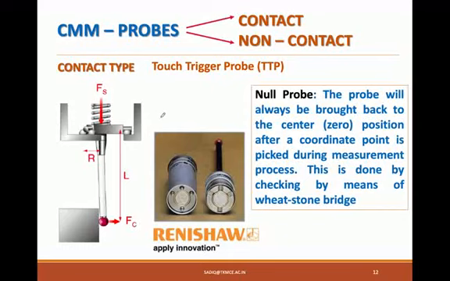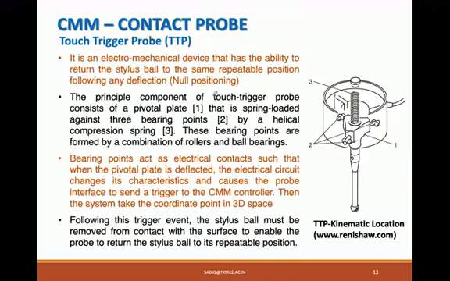They use a particular kind of probe. This category of probes is called a null probe. That means even if it is deflected during the measurement process, the probe will always be brought back to the center position. That is, the positional error is avoided, and this is done by checking by means of a Wheatstone bridge arrangement. So the error because of residual stress or positioning will not happen in the case of null probes.